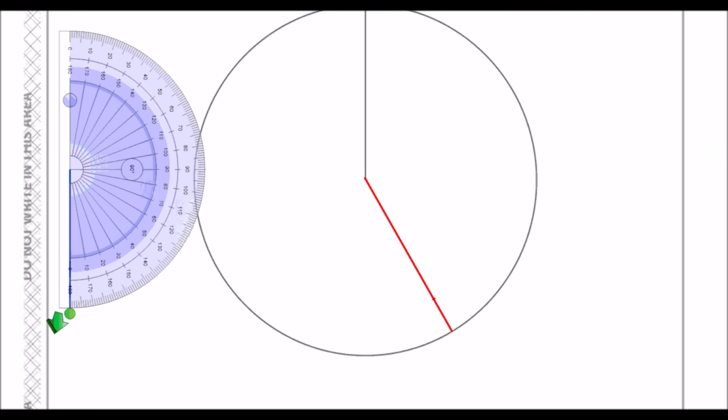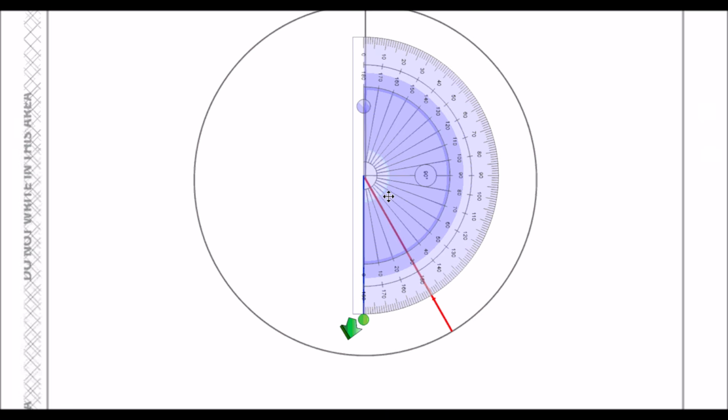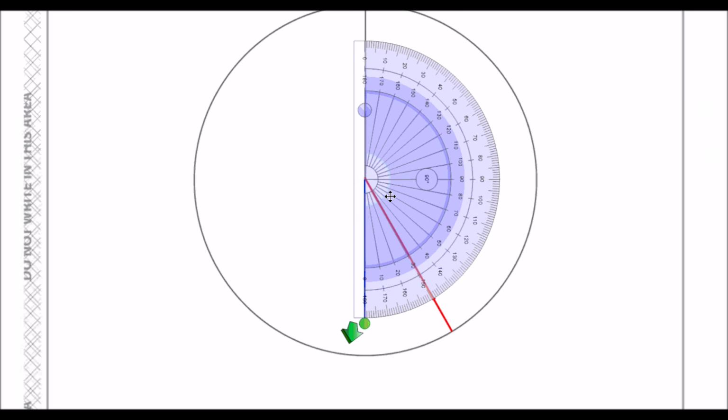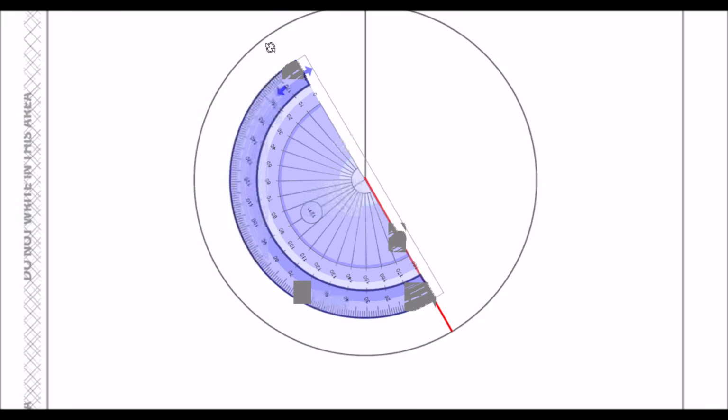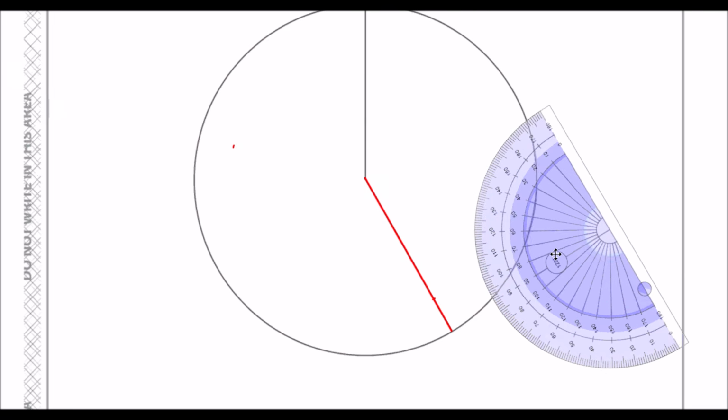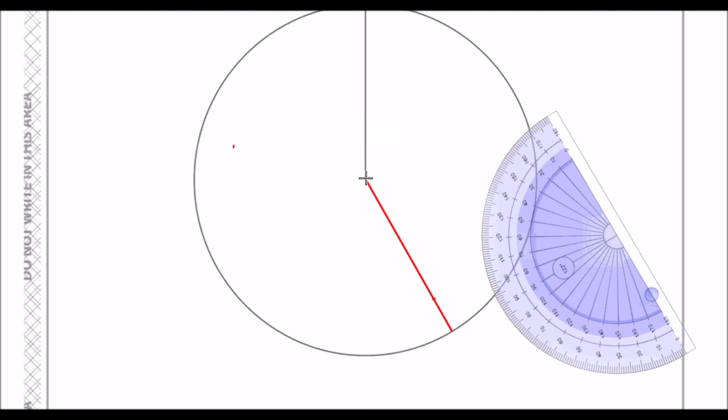The next one is 135, so again, line up the center with the center, then spin it around to line up 0 with a new line now, and we're measuring 135 degrees, so from 0 up to 135, which is there. Now we'll move it out the way, and again get your ruler and join up from the center and join your line.